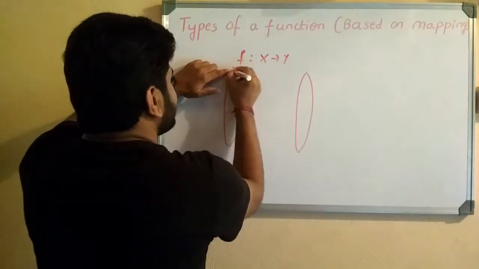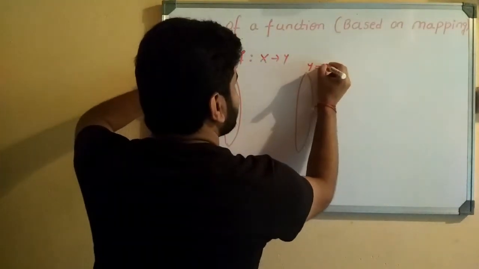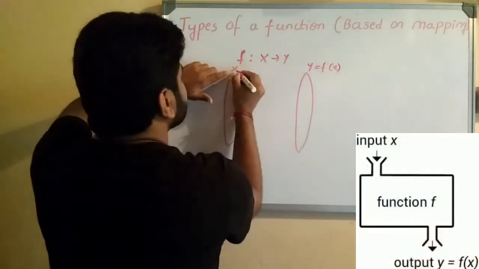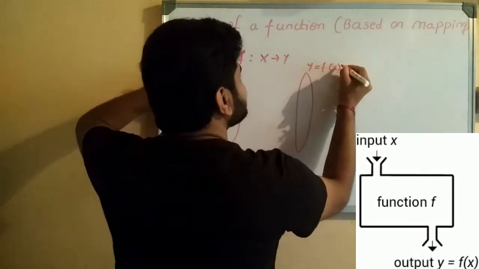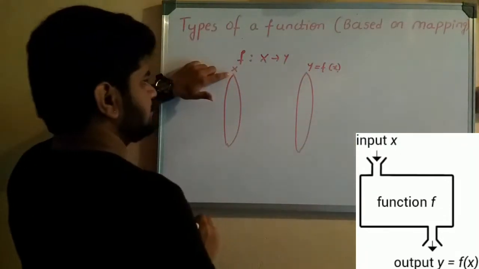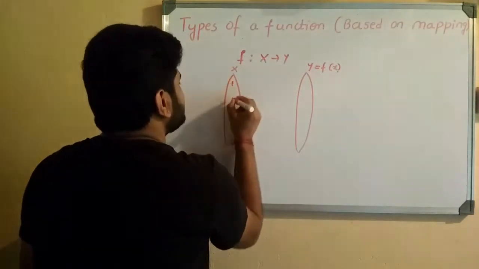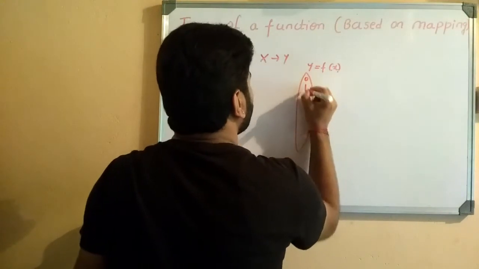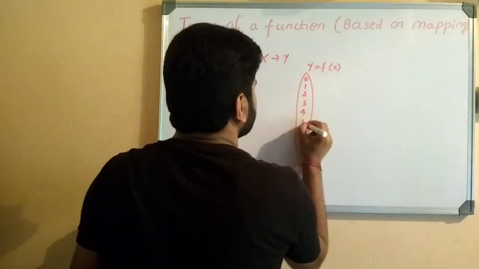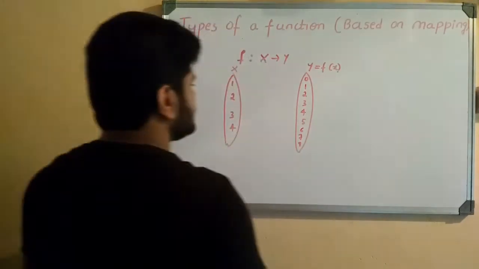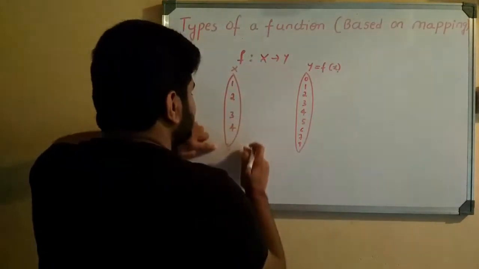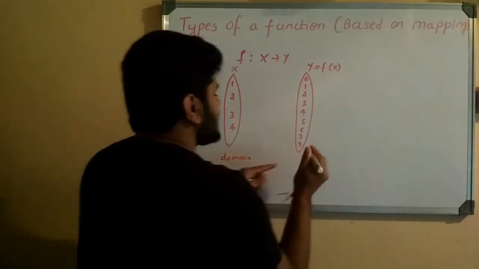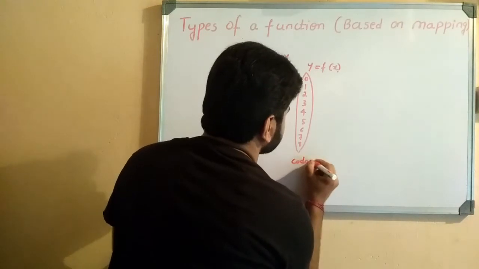This is the X set and this is Y. Y is equal to f of x. This is an operation: if we give the input as x, after the operation it will give the output as y. So if you take the elements 1, 2, 3 and 4, and here 0, 1, 2, 3, 4, 5, 6, 7, 8. This set of all elements we will call the domain, meaning the input values, and these are the codomain.